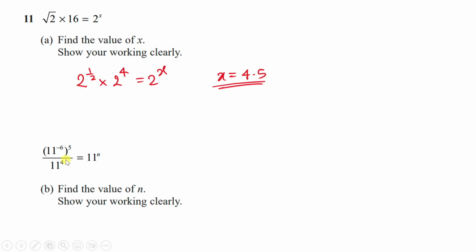For the next one, we've got 11 to the power of minus 6, all in brackets, to the 5. So that means you multiply the powers, yeah, when it's like that. And it's over 11 to the power 4. And if you're dividing, just like last time, you subtract the powers. And that's supposed to equal n. So if you set that up, minus 6 times 5, take away 4, you should get something written like that. And then minus 6 times 5, if you actually work it out, you get the n value. That means n is minus 34.